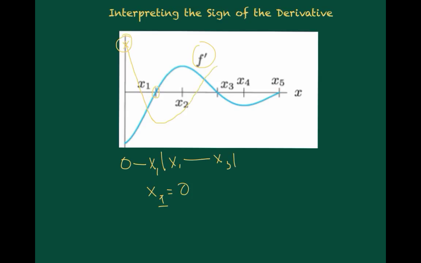Now at x sub 3, the derivative equals 0 again. And so that must mean that I've increased as much as I'm going to, because from x sub 3 until x sub 5, the derivative is negative. So that means my function has to start decreasing. And that is a possible sketch of the original graph, f of x. So I was given f prime, and I guessed what f of x might have looked like based on the derivative. Okay, that's how we're going to interpret the sign of the derivative.